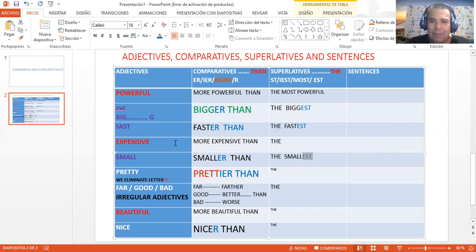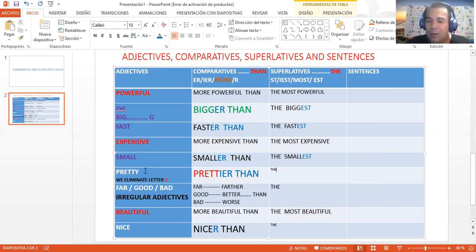Here we have expensive. It's a three-syllable adjective, so the most, correct, because we have a three-syllable adjective: the most expensive. That's right. And beautiful, correct. The most beautiful. That's right. That's the way that we do it. So this is the way that we change these ones.